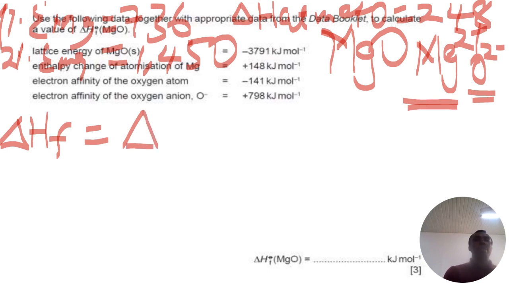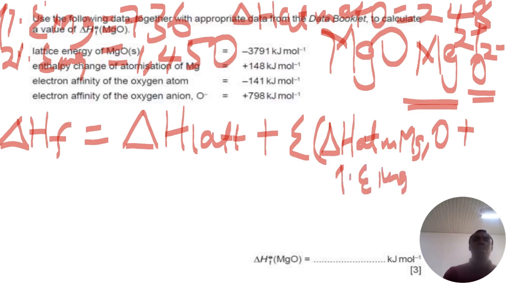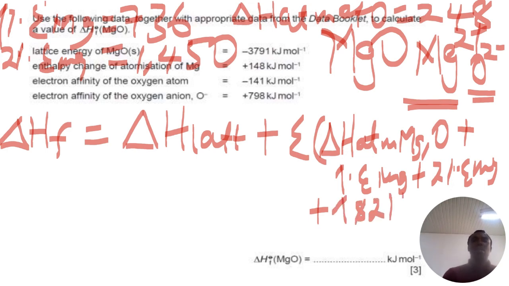Lattice energy plus the summation of the enthalpy change of atomization of magnesium and oxygen, plus first ionization energy of magnesium, plus second ionization energy of magnesium, plus first and second electron affinity of oxygen. So that is that.